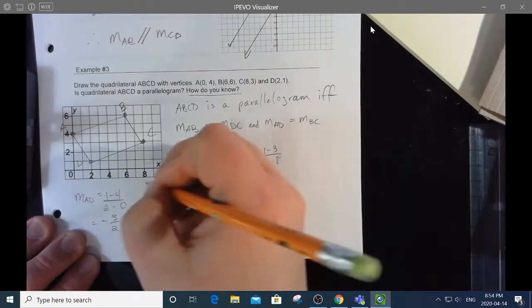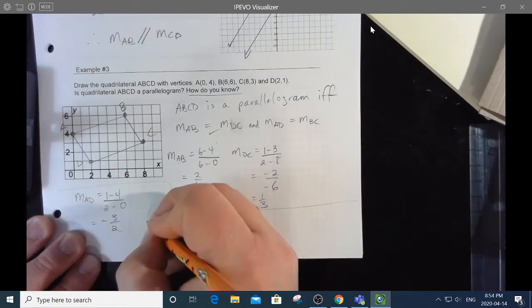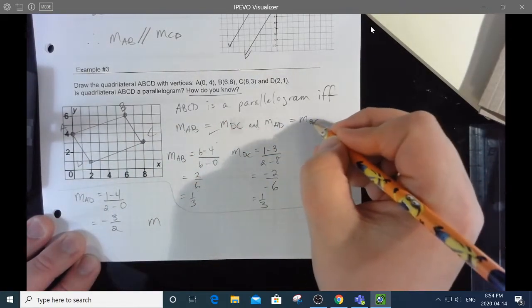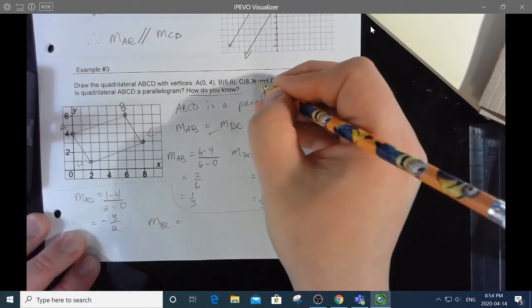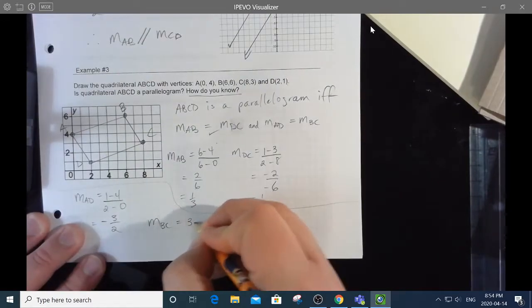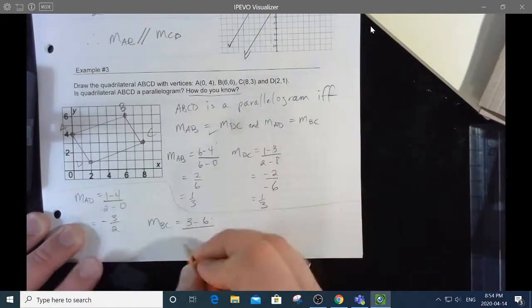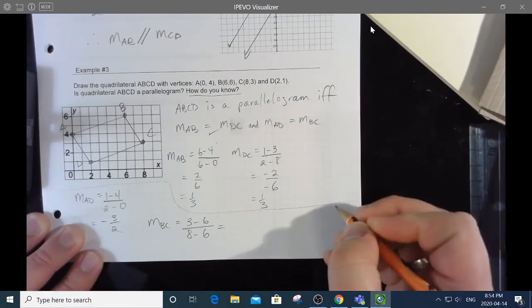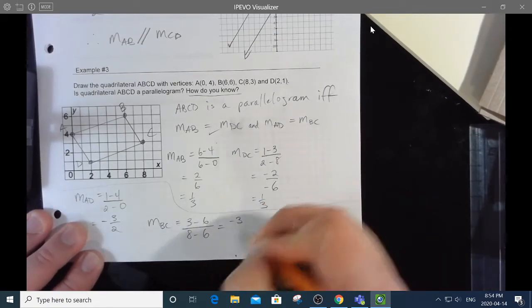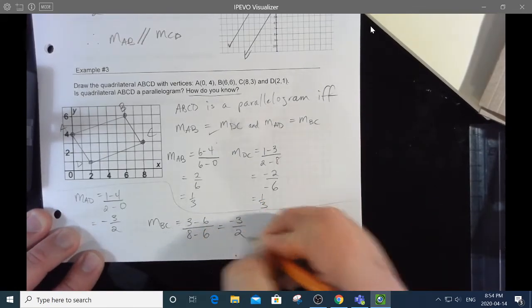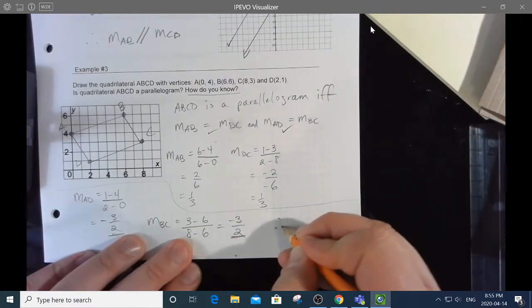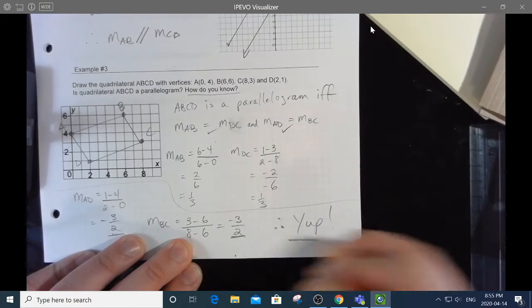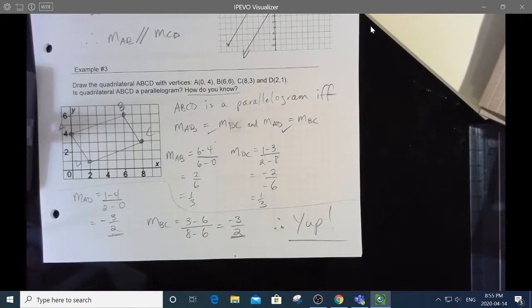And then the slope from, I have to check for B to C. The slope from B to C. So B to C, that's 3 minus 6 over 8 minus 6. And let's see, what's 3 minus 6? That's a -3. What's 8 minus 6? That's a 2. And yep, same. Therefore, yep, that is definitely a quadrilateral.